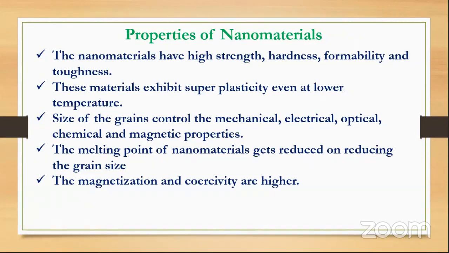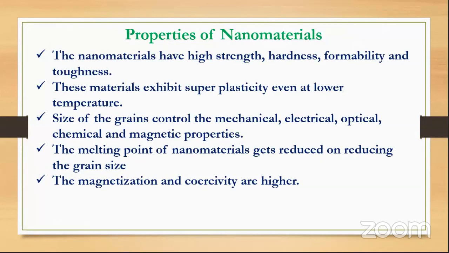Next, the third property is very important for us. The size of the grains controls the mechanical, electrical, optical, chemical, and magnetic properties. We are going to make desired nanomaterials, desired objects based on our needs. This property is suitable for us because we can make the desired object with specified mechanical, electrical, and optical properties. That is one of the specifications of the size of the grains.